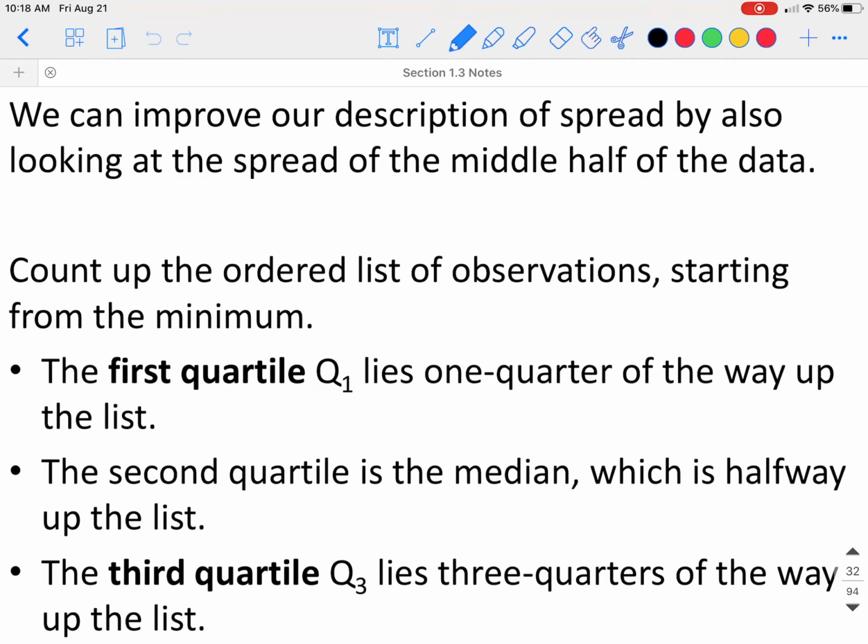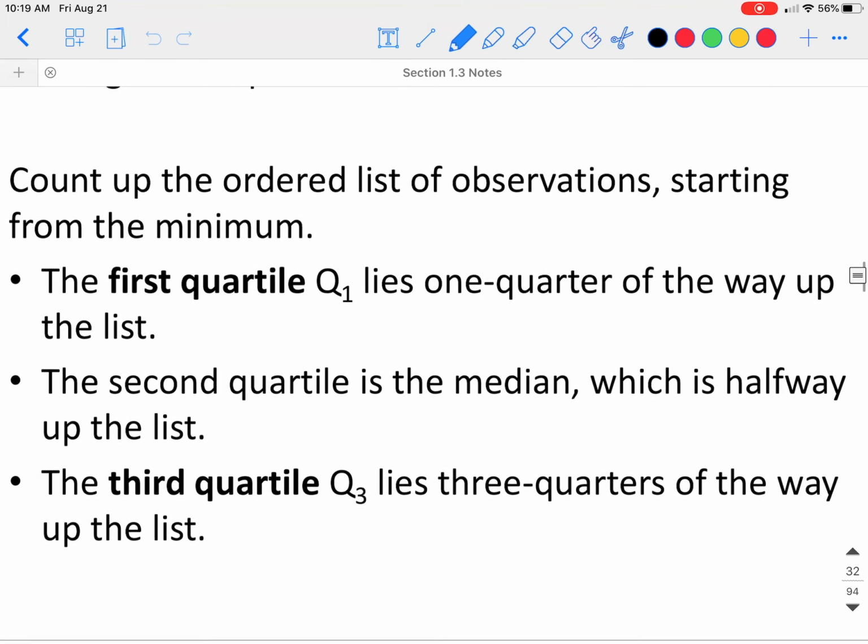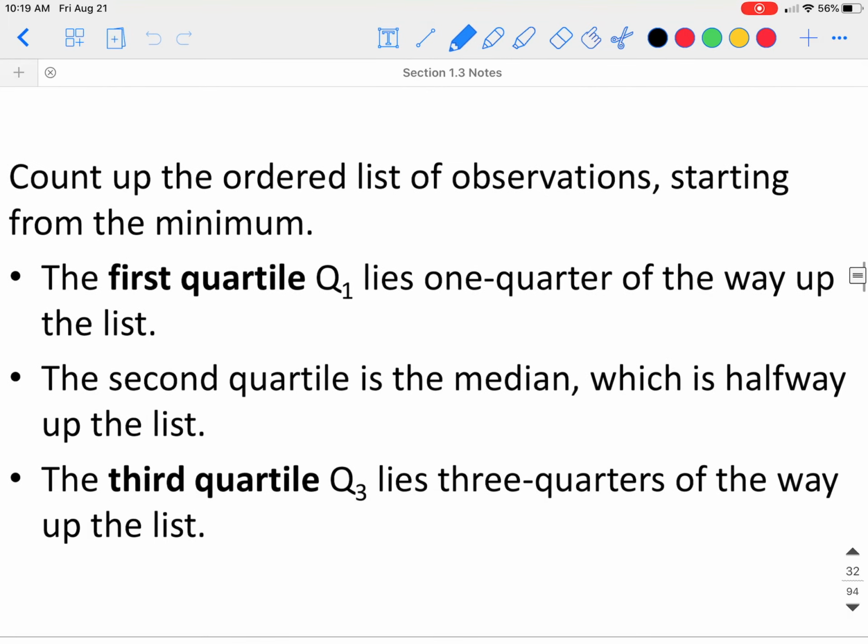To do this, we're going to count up the ordered list of observations starting from the minimum. The first quartile, or the Q1, lies 1/4 of the way up the list. The second quartile, which is the median, is halfway up the list. And the third quartile, or the Q3, lies 3/4 of the way up the list.